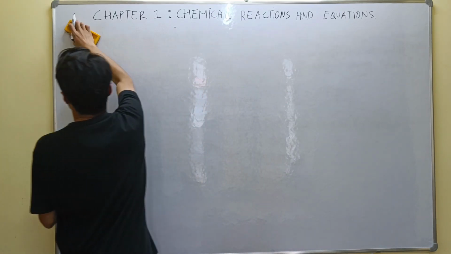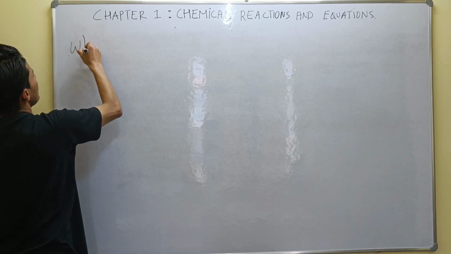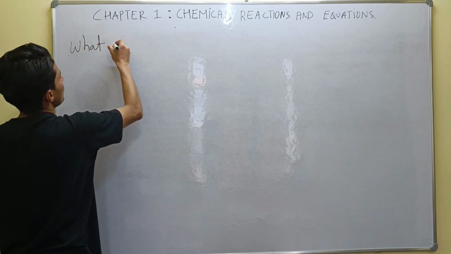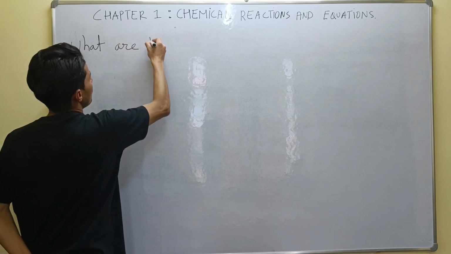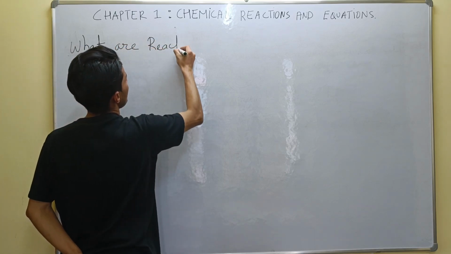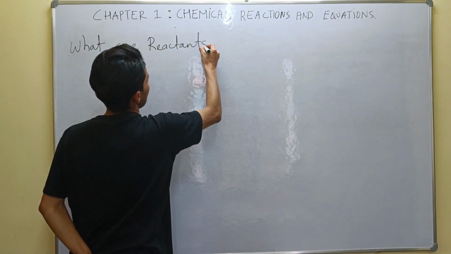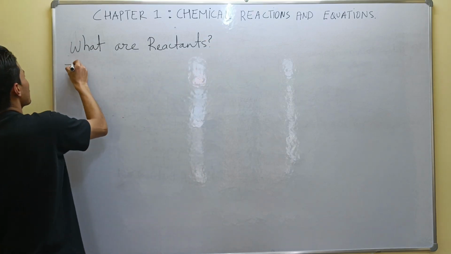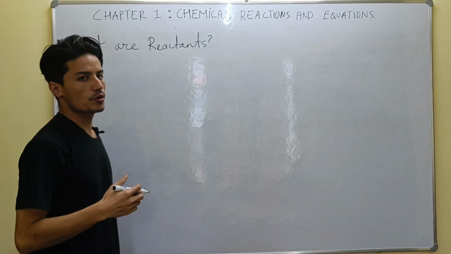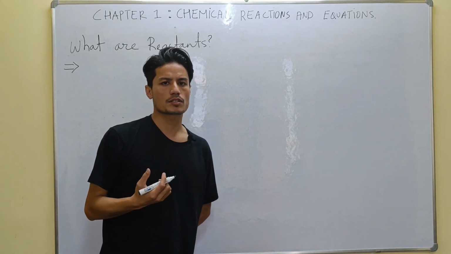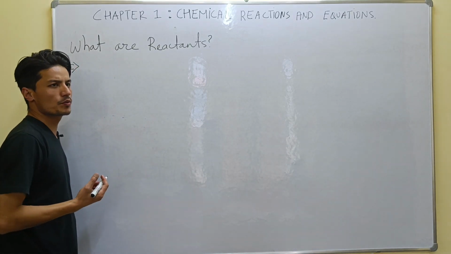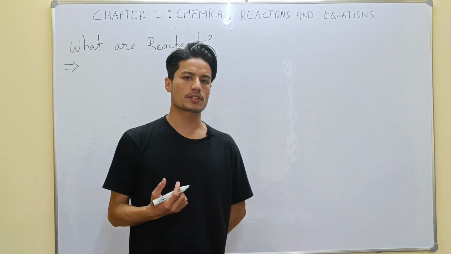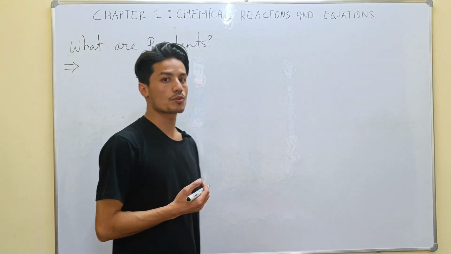So what are reactants? What are reactants? Let's just write what are reactants. Now these things are important so that you develop a strong concept in chemistry. So the concept has to be strong. Once you understand the concept, it's easy. And if you have weak concepts, then understanding becomes very difficult. So you should have a strong concept.